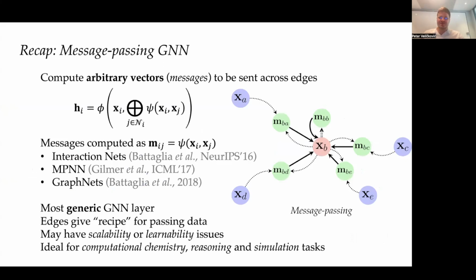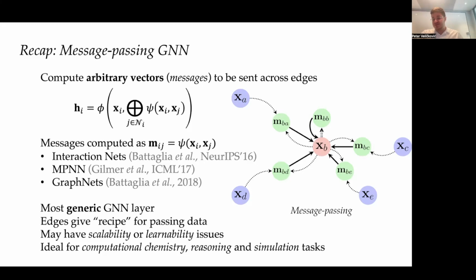As I said, we will start our discussion for this lecture by focusing on the message passing GNN specifically. If you remember, what we do in message passing GNNs is we compute arbitrary message vectors to be sent across the edges of this graph. The way we compute them is by using this message function psi, which now looks at both the features of the sender and the features of the receiver when computing the vector to be sent across. And this idea has been instantiated in models such as interaction networks, message passing neural networks, and graph neural nets from DeepMind.